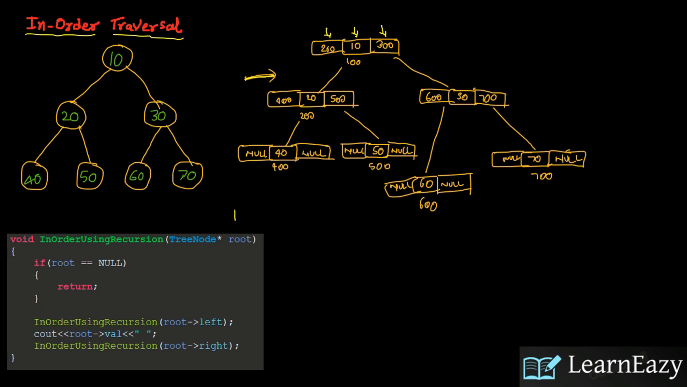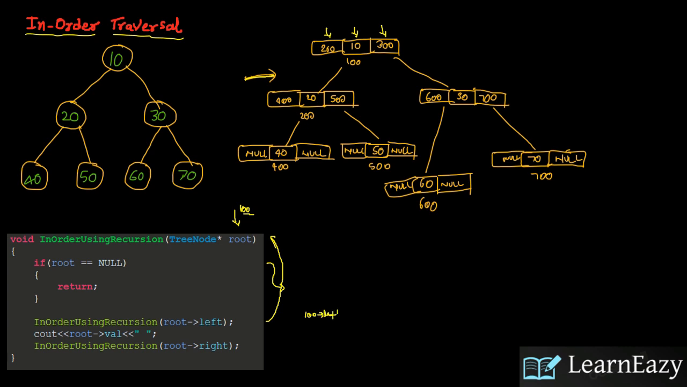We need to pass the root node address to this function, that is nothing but 100. Let's draw a stack trace of this function to get a better understanding. We pass 100 to this function. 100 is not equal to null. Then we need to pass 100 left to this same function. Let's draw the stack trace.